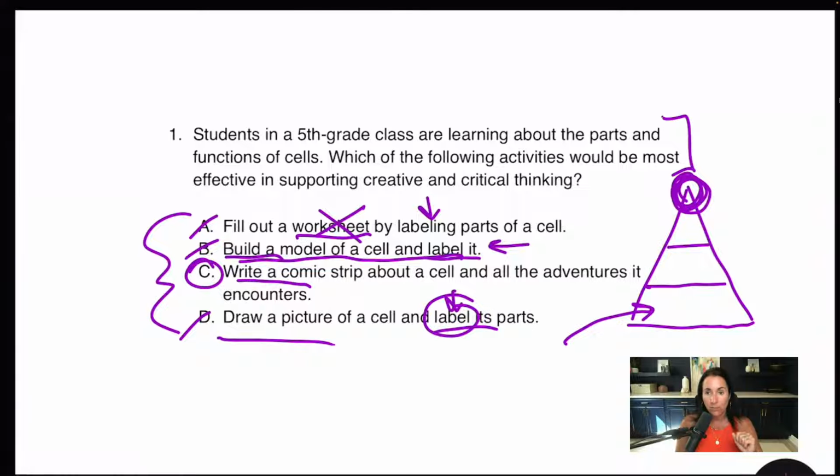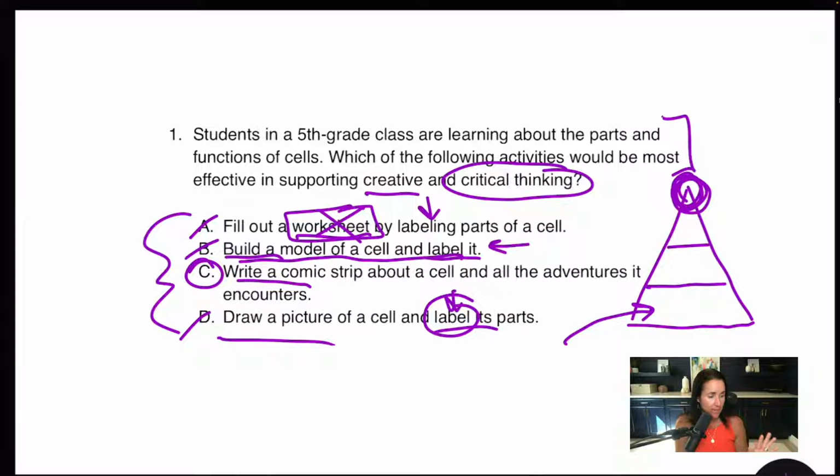Students in a 5th grade class are learning about the parts and functions of cells. Which of the following activities would be most effective in supporting creative and critical thinking? Now, if you're new to teaching, you might look at all these answer choices and go, but all of these are creative. They are not all critical thinking, and they're not all that creative. Filling out a worksheet is neither creative nor critical thinking. A is out. If you see the term worksheet, cross it off. It's probably not the correct answer.